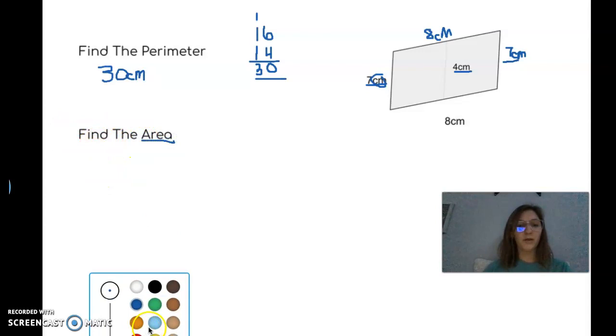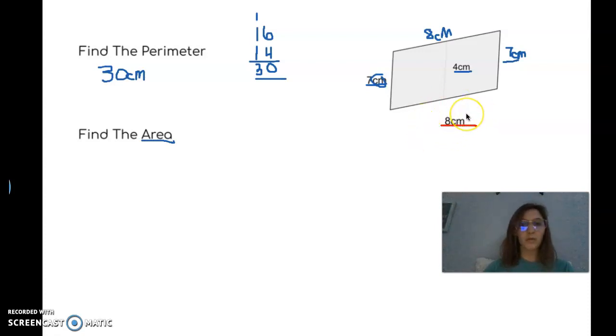I'm going to change up my pen color just so I don't get too confused. Let's do red. Okay, so my area, base times height. Now I know this is my base, my bottom number, and my notes say that this line indicates that this is the height. So I'm going to do 8 times 4. And that equals, someone want to tell me what that equals? Good, equals 32.